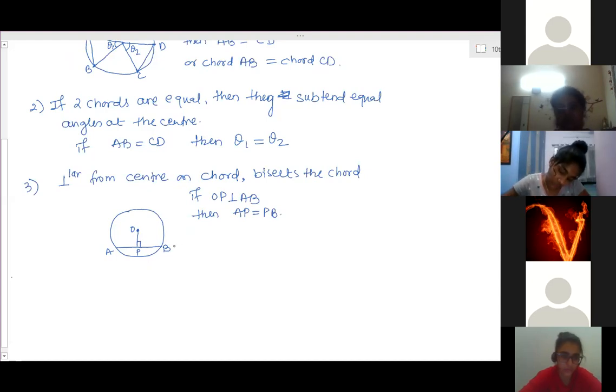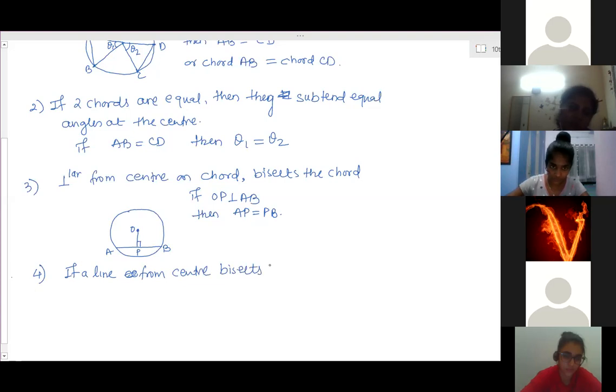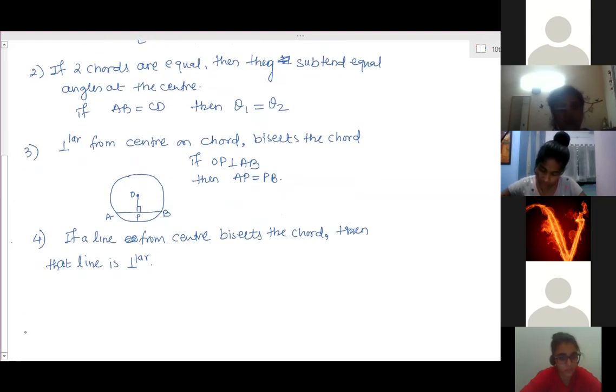And the same converse also. If a line from the center bisects the chord, then that line is perpendicular. If AP is equal to PB, OP drawn from the center bisects the chord, that is if AP is equal to PB, then OP will always be perpendicular.